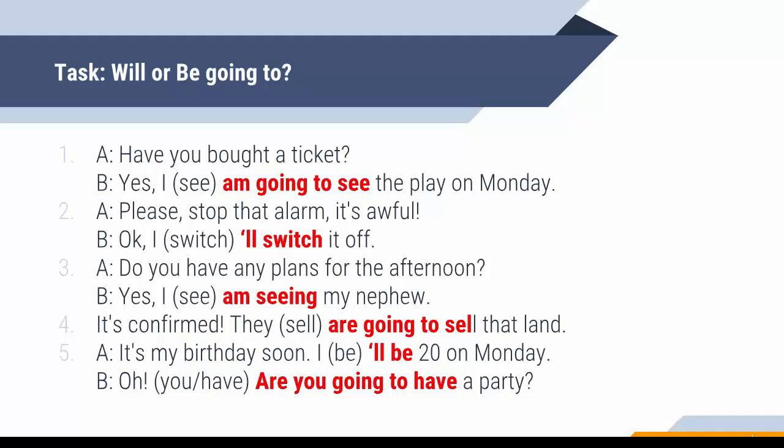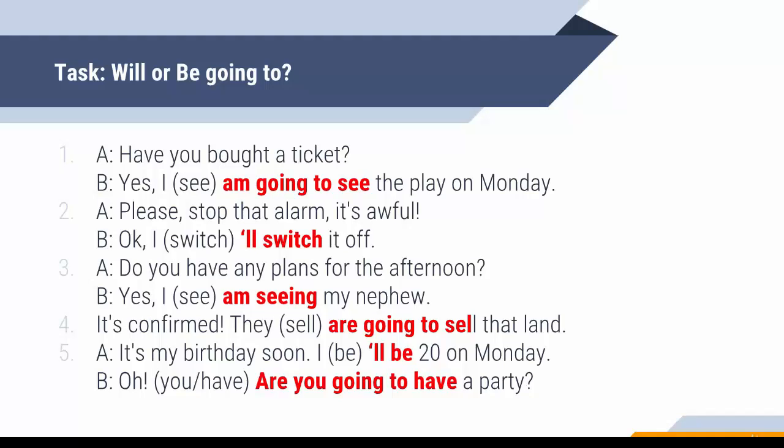Please stop that alarm. It's awful. Okay, I'll switch it off. Imagine the situation. It's early in the morning, and this is what you're saying. You just hear your alarm on, and you want to continue sleeping. So you just say, okay, I'll switch it off. Spontaneous decision. Do you have any plans for the afternoon? Yes, I'm seeing my nephew. Any plans? Personal plans. So be going to.